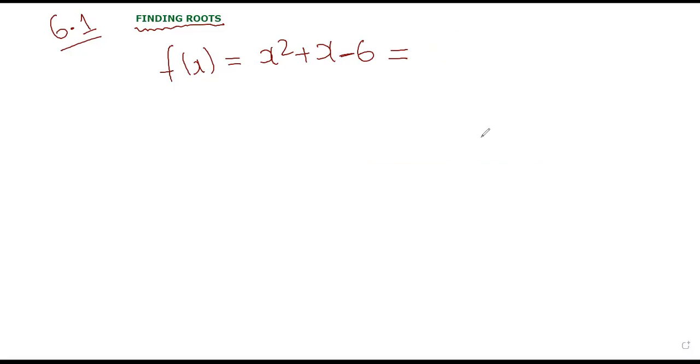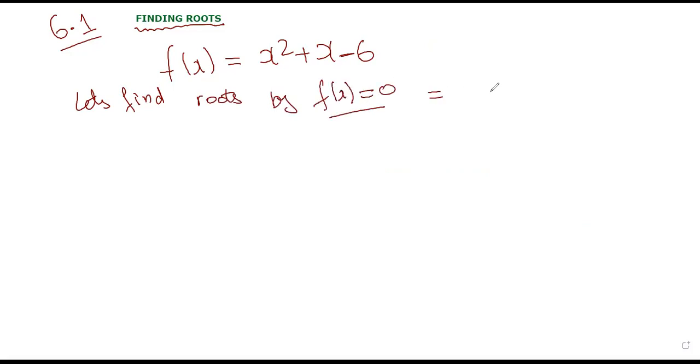And you have been finding the roots. How? Okay, let's do it. Let's find roots by setting f of x equals 0 using this equation. Okay, this implies x squared plus x minus 6 is 0. Now I want you to find the roots. How would I find the roots?